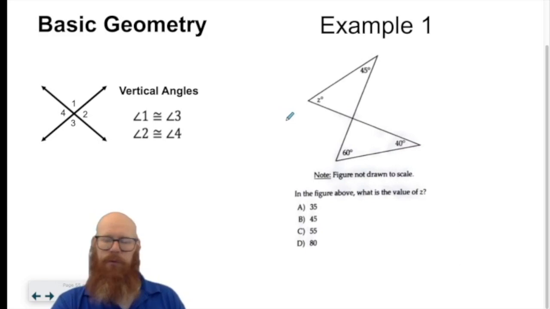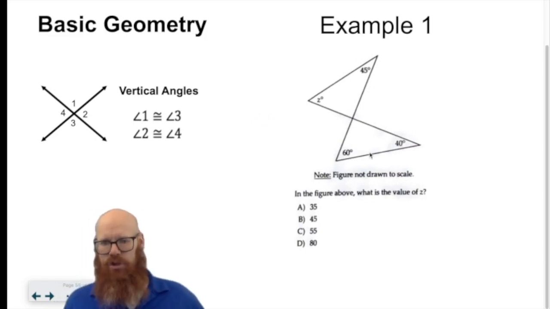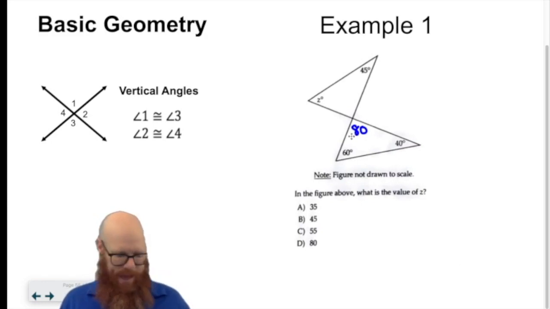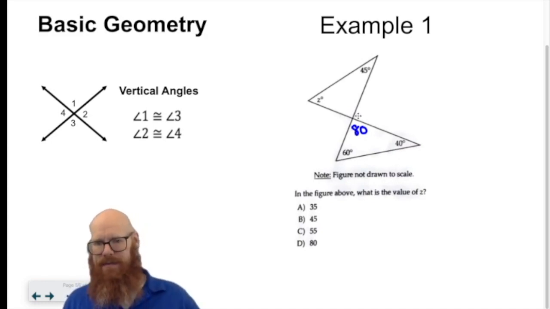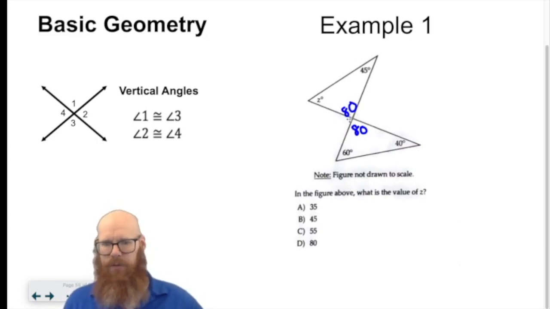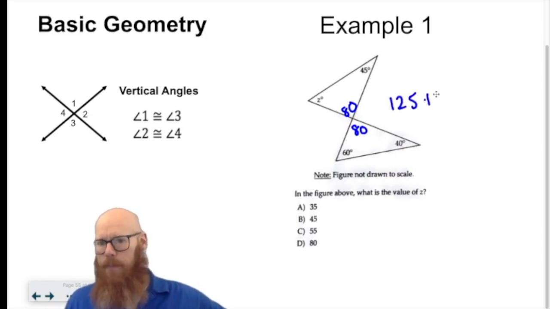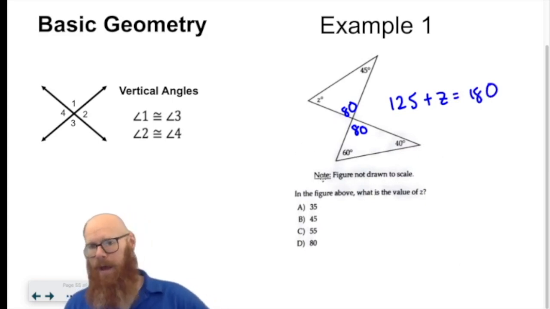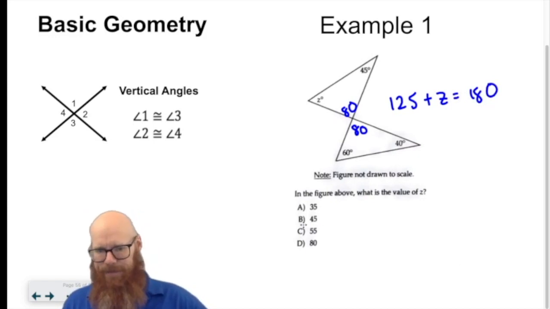So in this problem, we also have to know another geometric concept where the angles of a triangle add up to 180. So if you look at the triangle at the bottom, 60 plus 40 is 100. That leaves 80 left over for here. And here is where the vertical angles come in. And that is going to mean that this angle is also 80 because of vertical angles. And now we have 80 plus 45 is 125 plus z has to equal 180. So therefore, if I do 180 minus 125, that should give me 55.